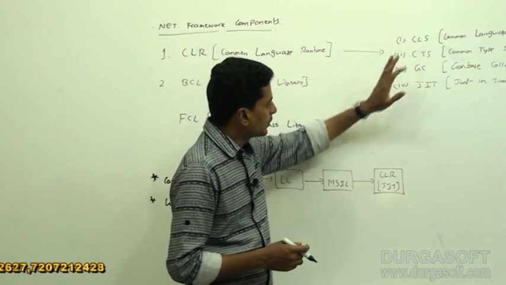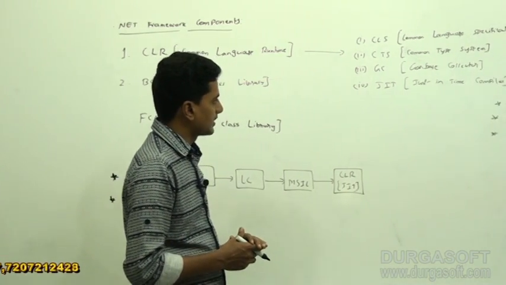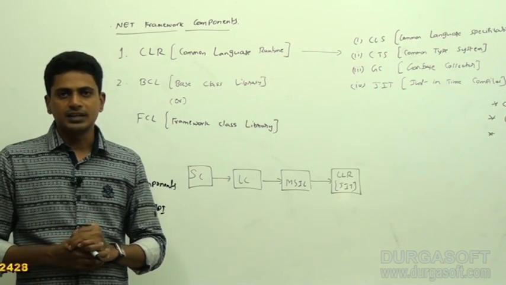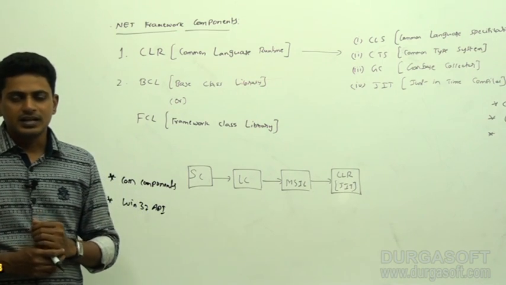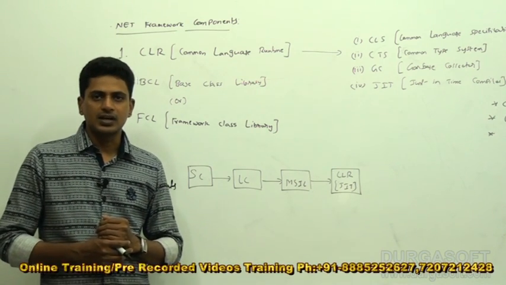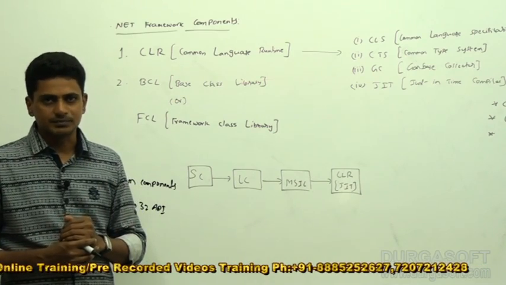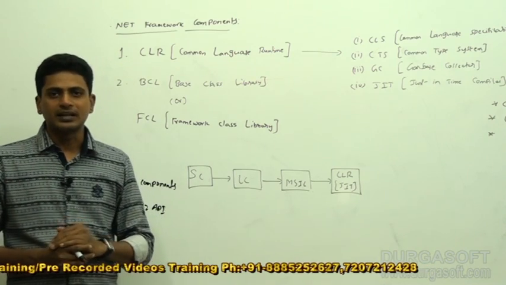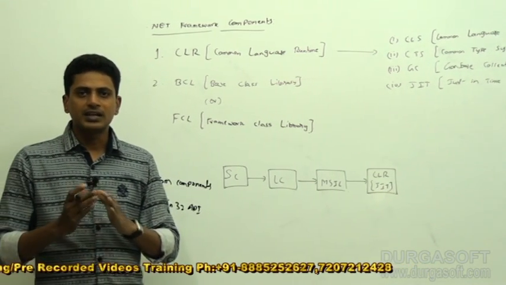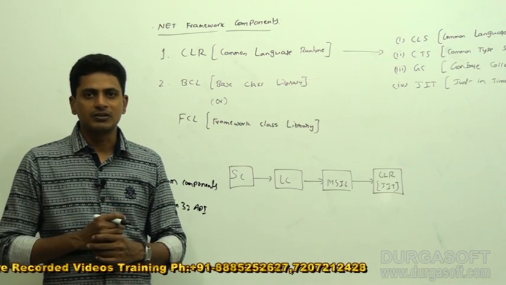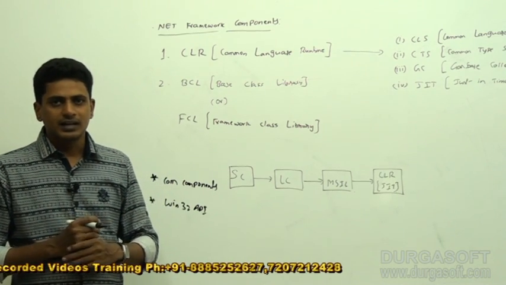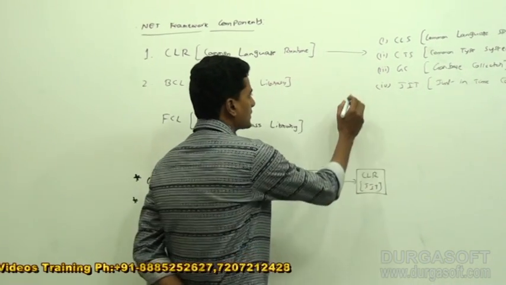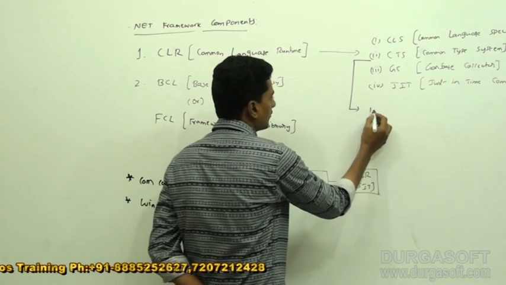Then the next subcomponent of CLR is CTS, common type system. You know that every programming language has its own data type system, and one programming language cannot understand another programming language's data type system. So here CTS is responsible to understand all other programming languages' data type systems, and it converts them into a common understandable format and provides it to CLR. Common type system can be of two types here.